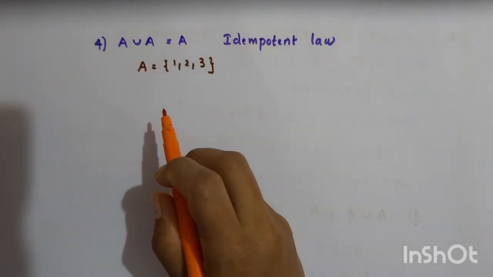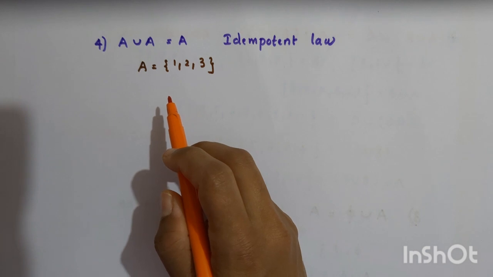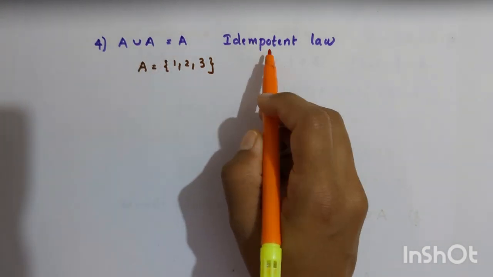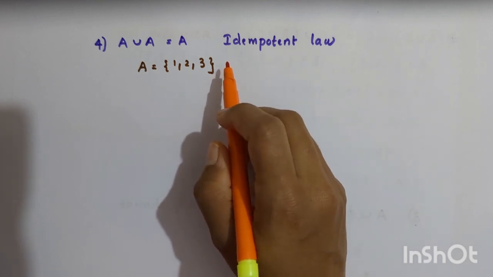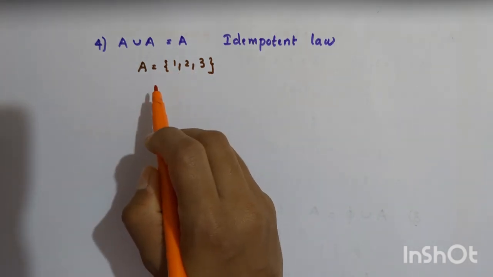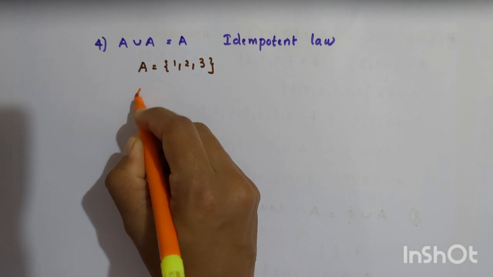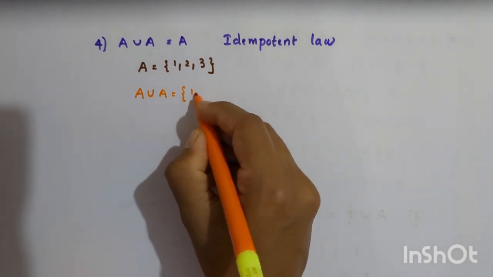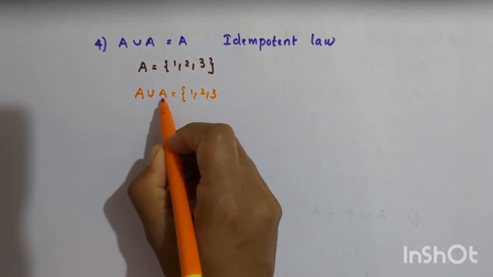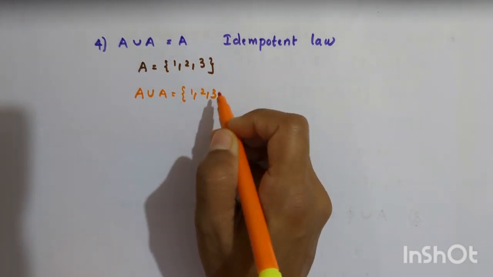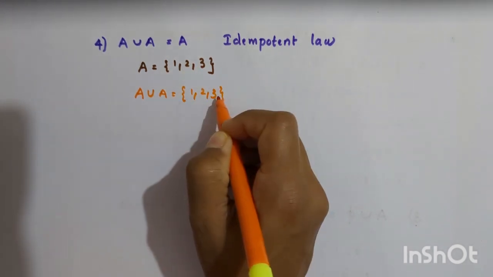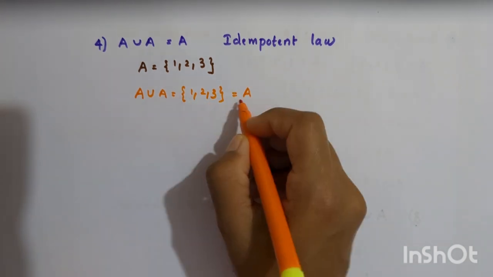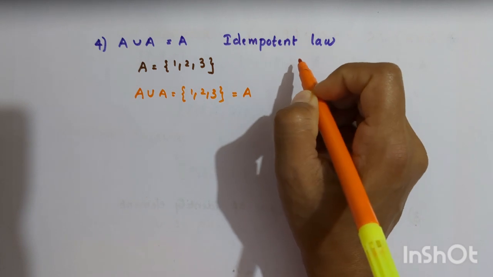Now let us see the fourth property of operation of union. That is A union A is equal to A. That is actually known as idempotent law. Here A is equal to 1, 2, 3. So A union A, you have to write all the elements in A. That is 1, 2, 3. You have to write all the elements of this A. That is the same 1, 2, 3. No need to repeat the elements again. So this is actually equal to what? A. Okay, so A union A is equal to A, which is known as idempotent law.